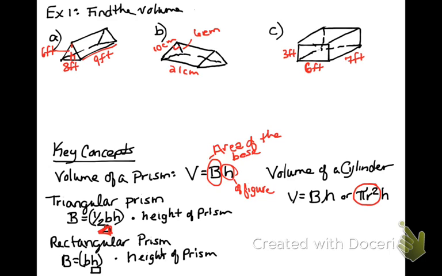Okay, so we're going to find the volume of this triangular prism. And again, your formula is going to be V equals base times height, so it's going to be 1/2 BH times the H. So 1/2. Now I'm going to look at the triangle, that's this triangle right here. The base of that triangle is 8 feet, and the height of that triangle is 6 feet. And then I have the height of the whole prism, which is 9 feet.